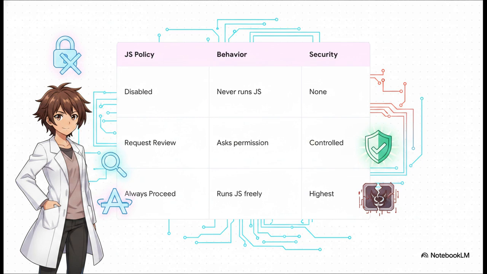But now you have total control over the JavaScript execution policy. You can disable it entirely for zero exposure. It literally never runs JS code. You can set it to request review for a more controlled approach where it stops to ask you first. Or, if you really need the agent to perform complex validations autonomously, you can choose Always Proceed. Just be acutely aware that this carries the highest security exposure.